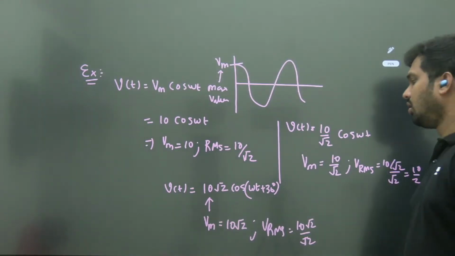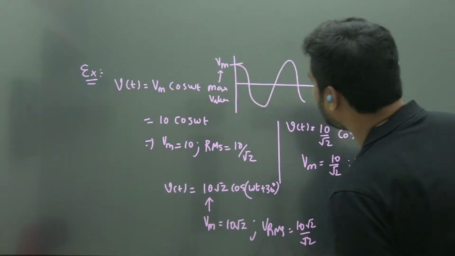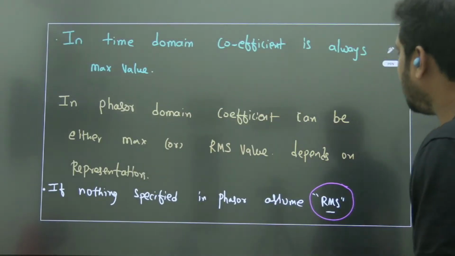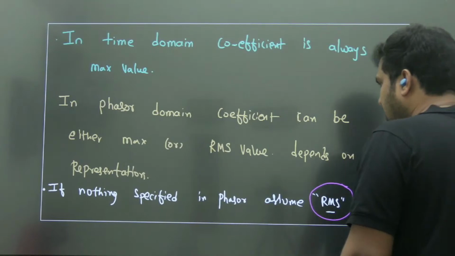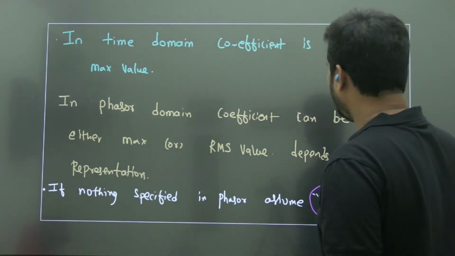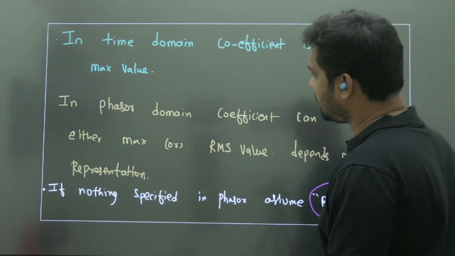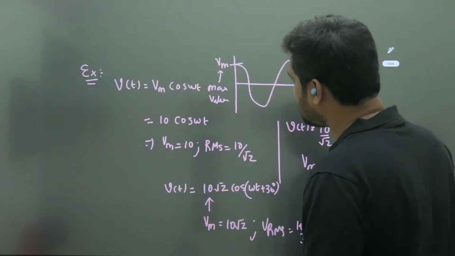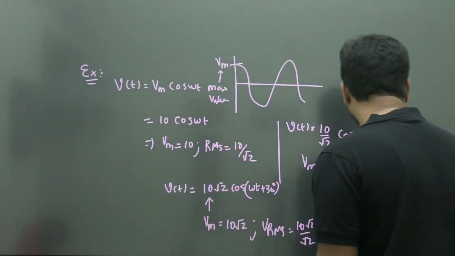Now, in the time domain, the coefficient is always the maximum value. But in the phasor domain, the coefficient can be either maximum or RMS, depending on the representation. If nothing is specified, in the phasor domain we take it as RMS. What is this phasor domain? I will explain it now with the help of one example.